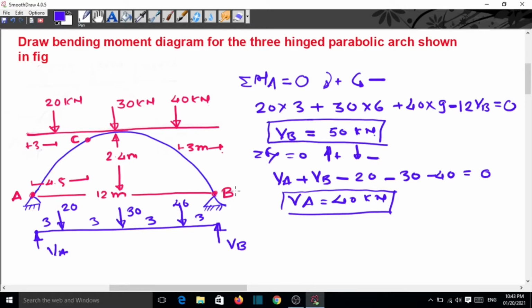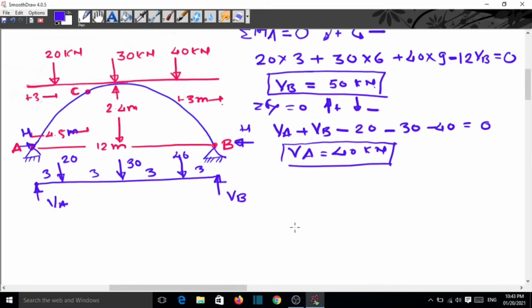The next part is the calculation of the horizontal reactions. This is the H and here also the H reactions. For that we have to take the bending moment at the hinge, which is not at the center, but located 4.5 meter from the left support. So take the bending moment at C, and that is equal to 0 because we know it is a hinge.